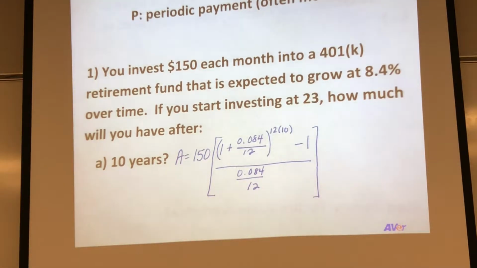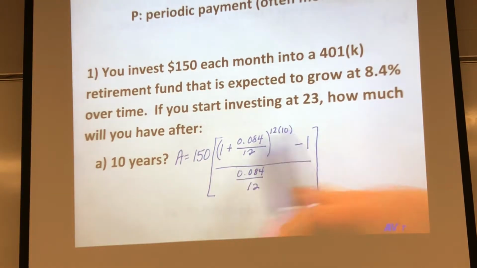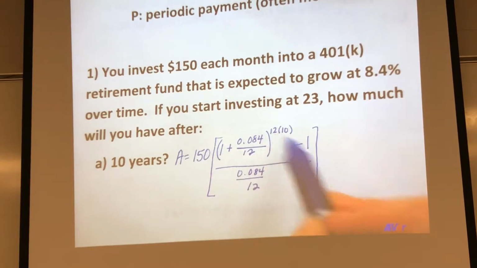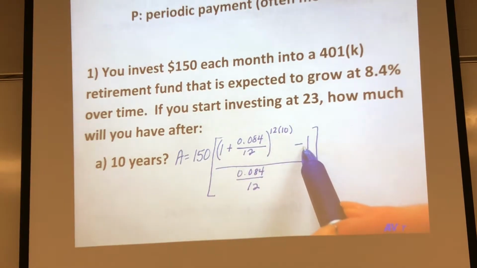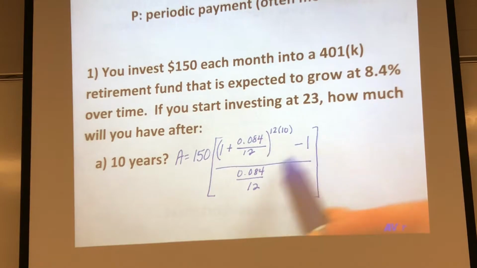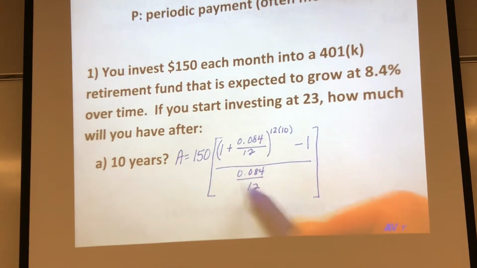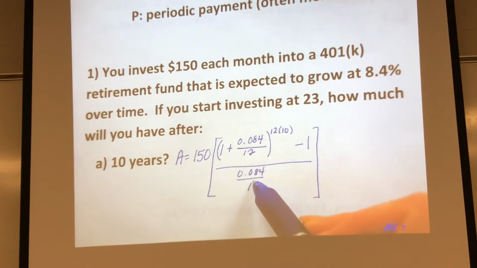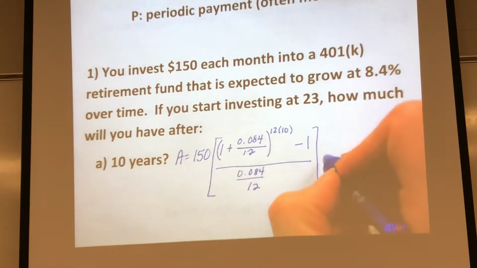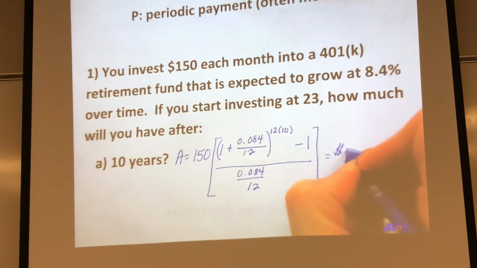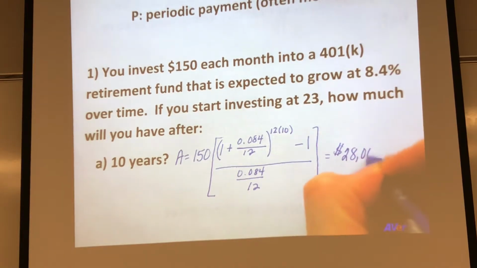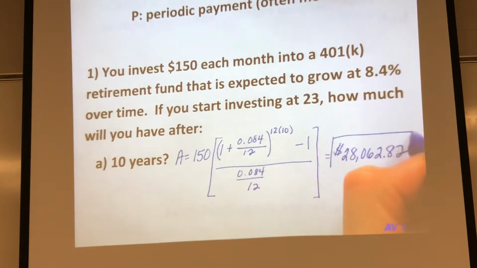Now you have to be really, really careful how you type all this into your calculator. I would do this top part first. So do the stuff in parentheses to this exponent, minus 1, hit enter. Then divide by this, but make sure you put this in parentheses, and then multiply times 150. If you got $28,062.82, you typed it in there correctly.